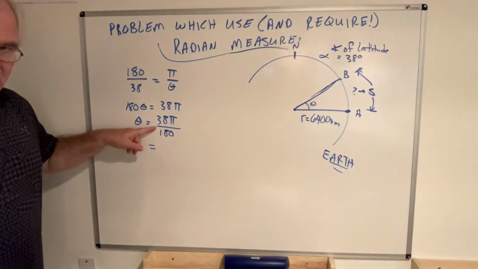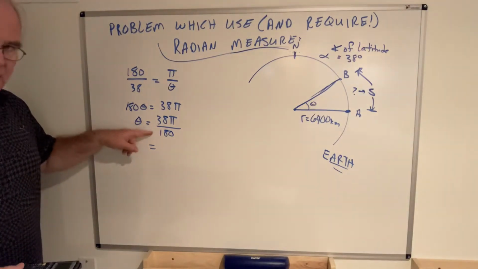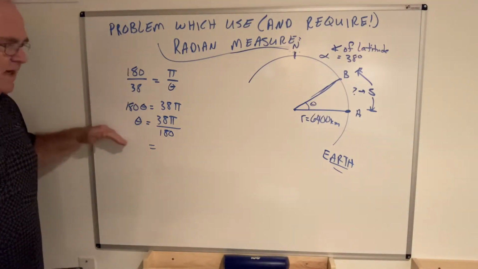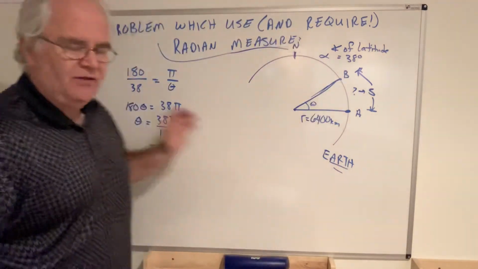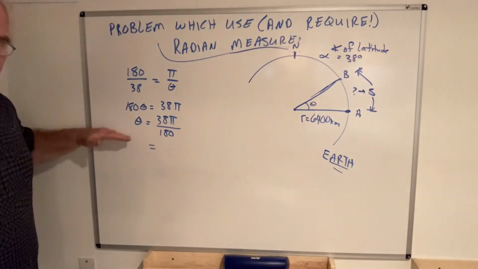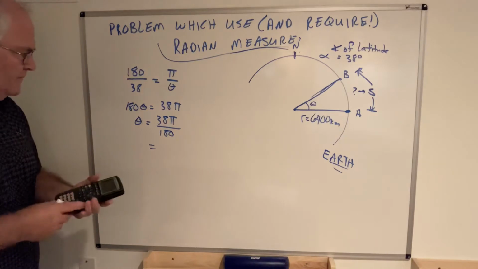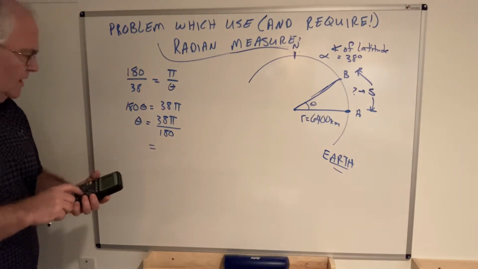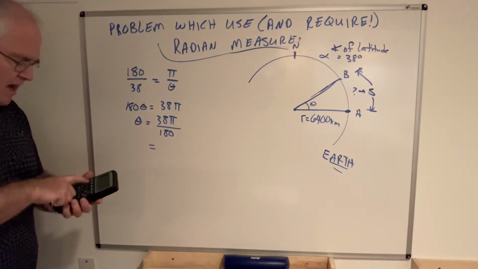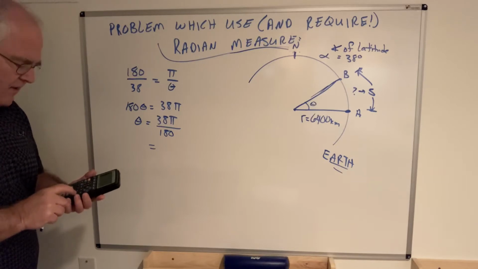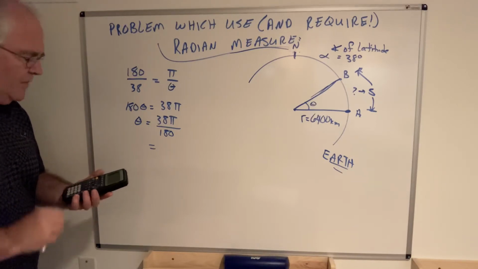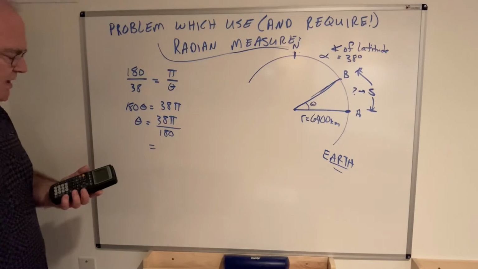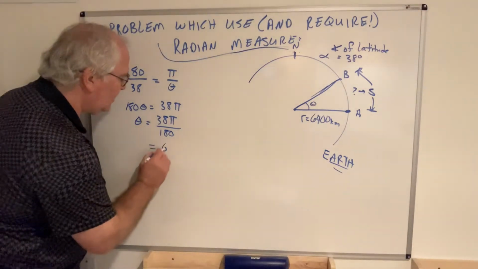After you show me what you're doing, this way I know that you know what you're doing. Show this work neatly. Don't show it scattered all over hither and thither. Show it nice and neatly here. That way I can follow your logic. My next value is 38 times pi divided by 180. And my value is 0.66322.